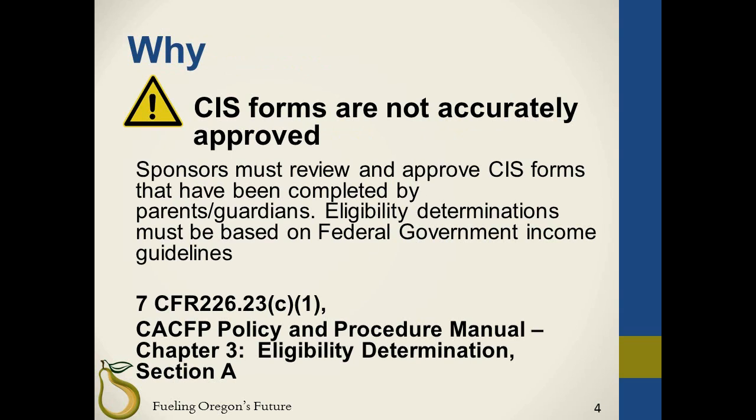It's not sufficient to simply collect the CIS forms, but sponsors also need to make sure the forms have been accurately approved using the most recent income guidelines that are set by the federal government. 7 CFR 226.23C1 describes the requirement to use the USDA's income standards. When ODE CNP reviewers identify that CIS forms are not accurately approved, the eligibility status of the participant will be changed as appropriate.